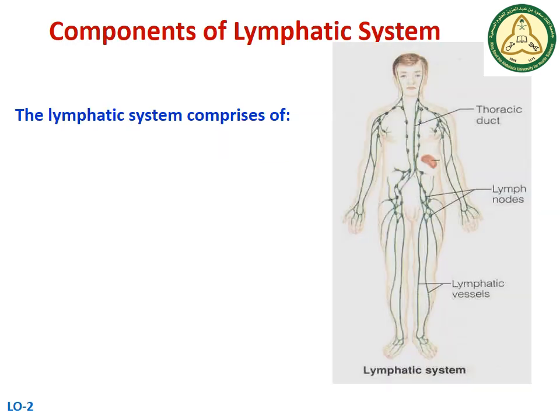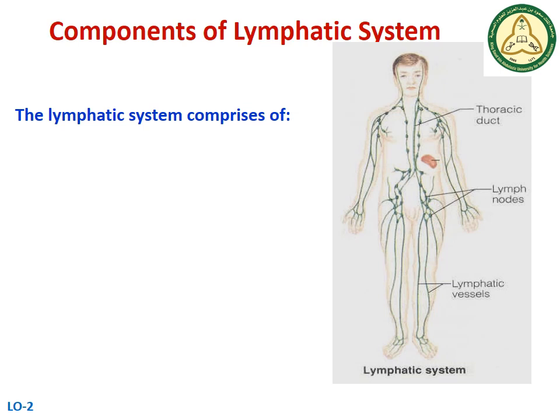Okay, this slide is about the different composition of the lymphatic system. We feel that the lymphatic system is only one system with the lymph nodes and the vessels, but actually it comprises two parts. One is the vascular part. In the lymphatic vessels, the lymph is running, and that is called the vascular circulatory part of the lymphatic system.